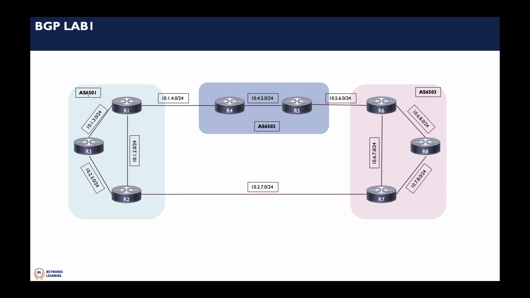As you can see on this topology, I've got three AS numbers, 6501, 6502, 6503. I'm running OSPF on each of these autonomous systems, and the OSPF is running only between the links within the autonomous systems. So R1, R3, for example, R3, R2, there's OSPF running, and R1, R2. Between R1 and R4, I'm not running OSPF. So no OSPF between the autonomous systems. R4, R5, OSPF is running. And the same goes for AS6503, where I'm running OSPF between the internal links.